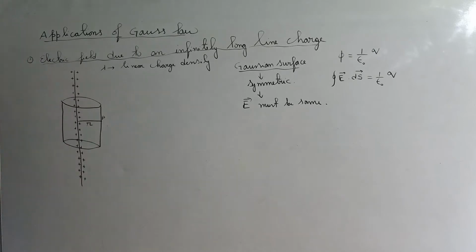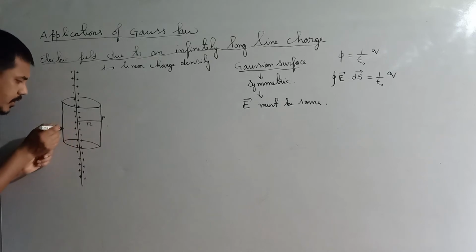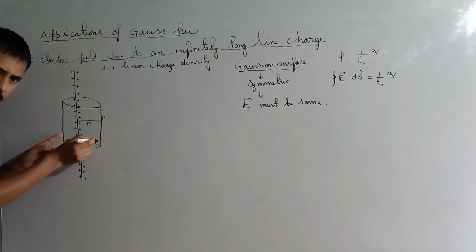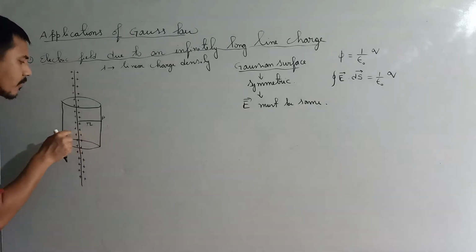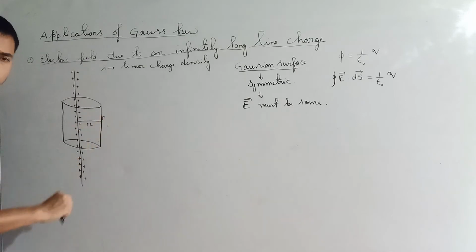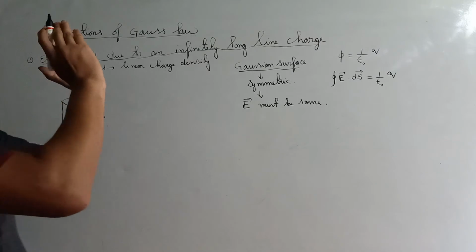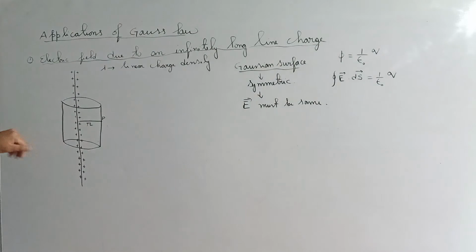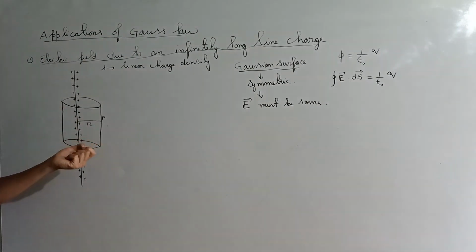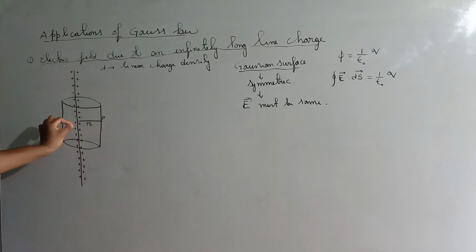Now, how is it symmetric about the given charge? You take any point on its curved surface. Then the distance of that point from this line charge will always remain constant. You take any point on the curved surface of the Gaussian surface, and the distance from the charge will always remain constant.